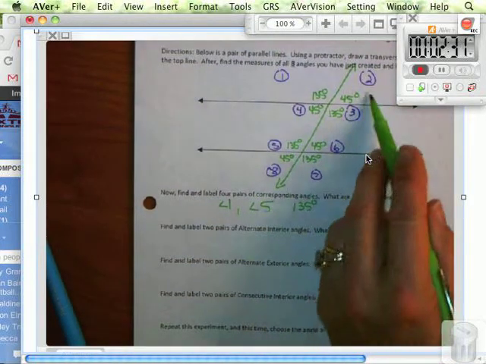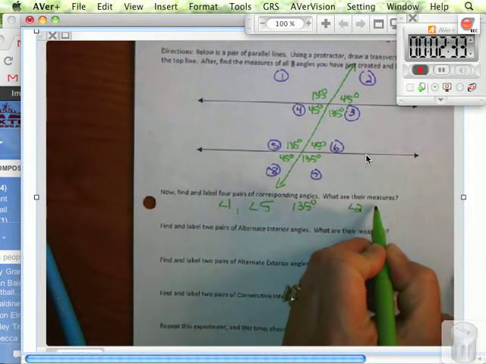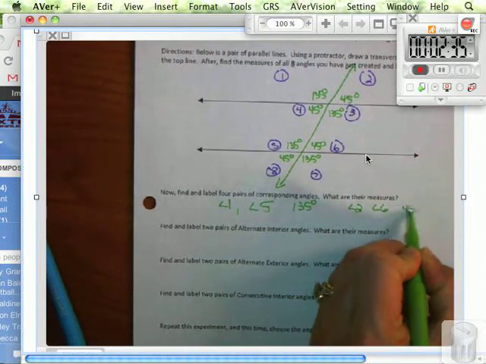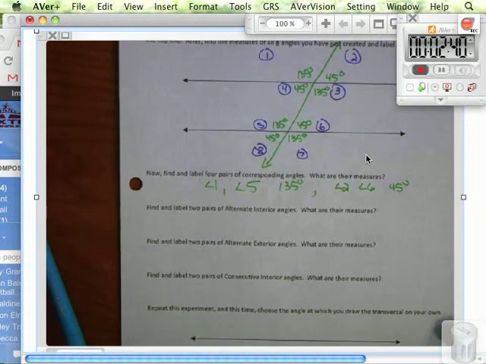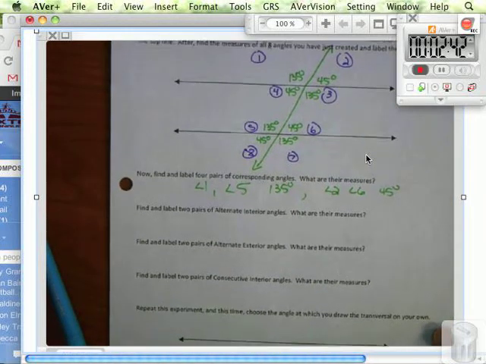You could also do 2 and 6. I'm not going to do them all. Let's just do one more pair, and they are 45 degrees. Okay? Angle 2, angle 6, 45 degrees. Find and label 2 pairs of alternate interior.